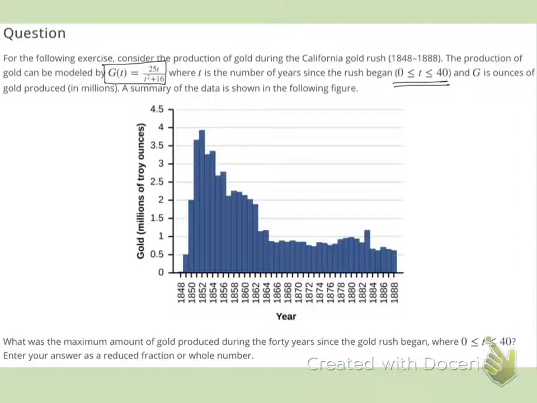So this problem is asking me for the maximum amount of gold, so we're looking for the absolute maximum. I'm going to have to switch to the other page since this problem takes up so much room. And so we are looking at this function, g of t equal to 25t over t squared plus 16, and we are looking at the interval from 0 to 40.